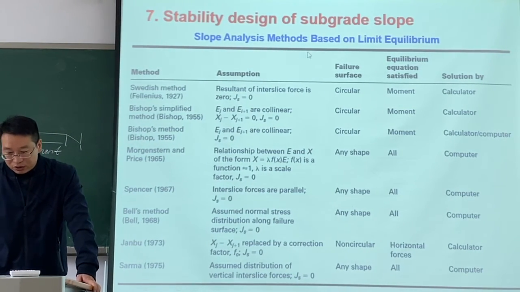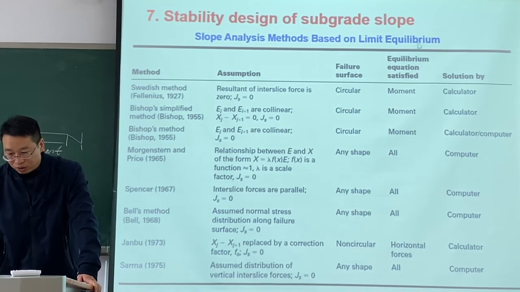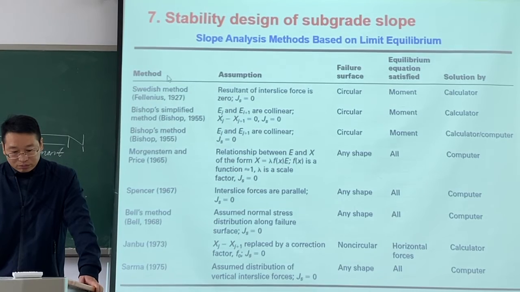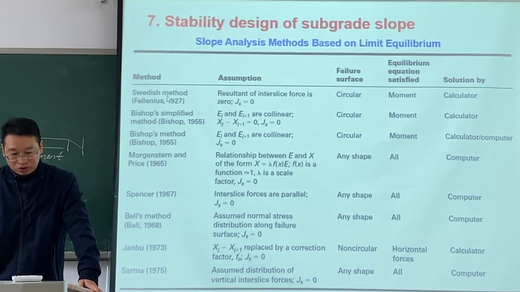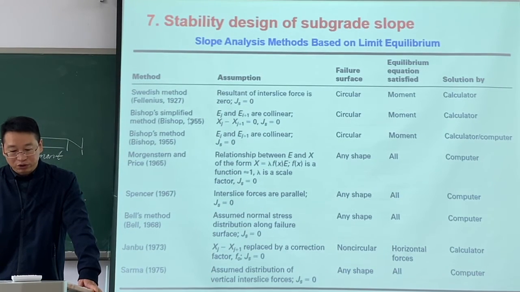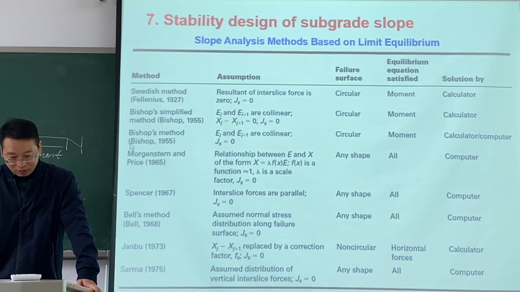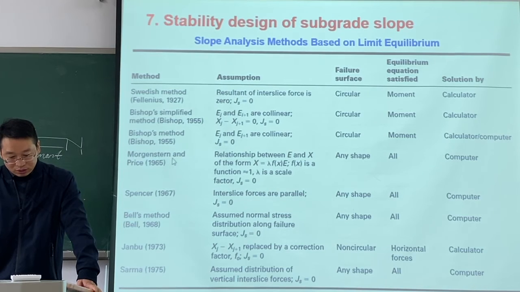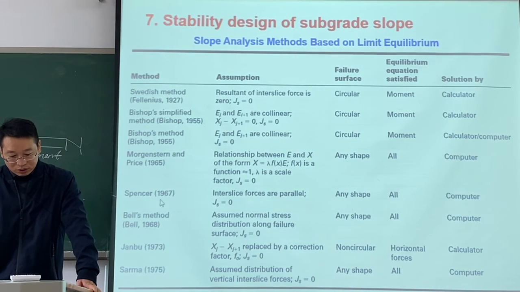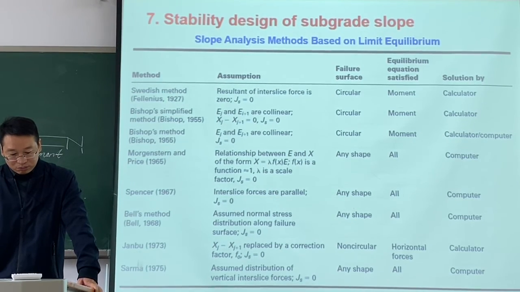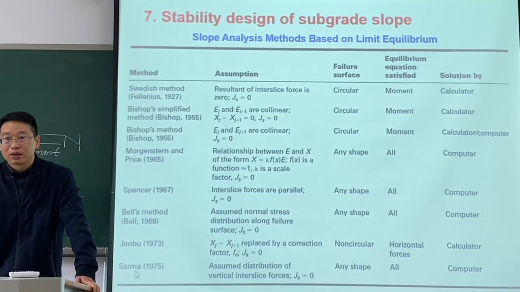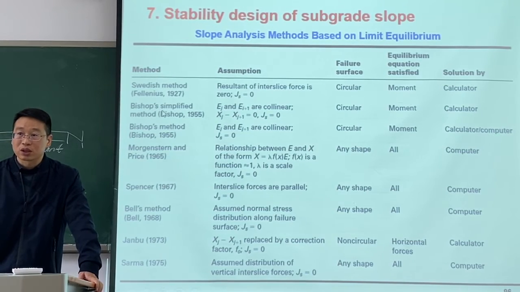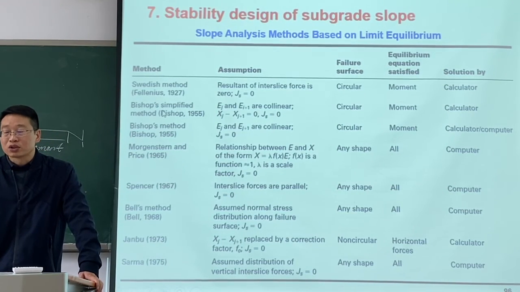Slope analysis methods based on limit equilibrium. There are many methods: the Swedish method, Bishop's simplified method, Janbu's method, Spencer's method, Morgenstern-Price's method. So there are so many different methods to calculate slope stability.